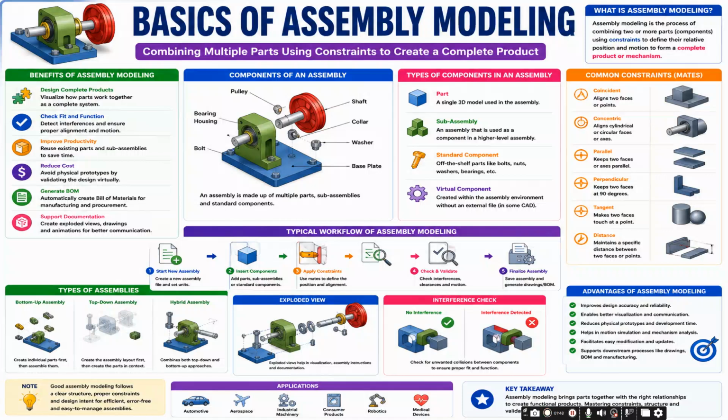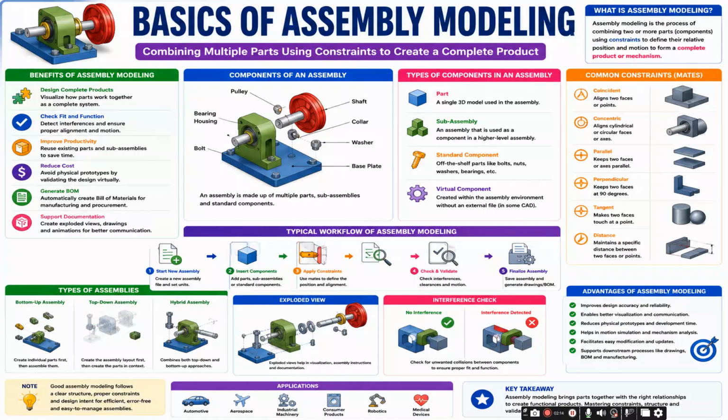So the types of components in an assembly: part, subassembly, standard component, then virtual component. Part: a single 3D model used in the assembly. Subassembly: an assembly that is used as a component in a higher-level assembly. Standard component: off-the-shelf parts like bolt, nut, washers, bearing, etc. Virtual component: created within the assembly environment without an external file in some CAD.